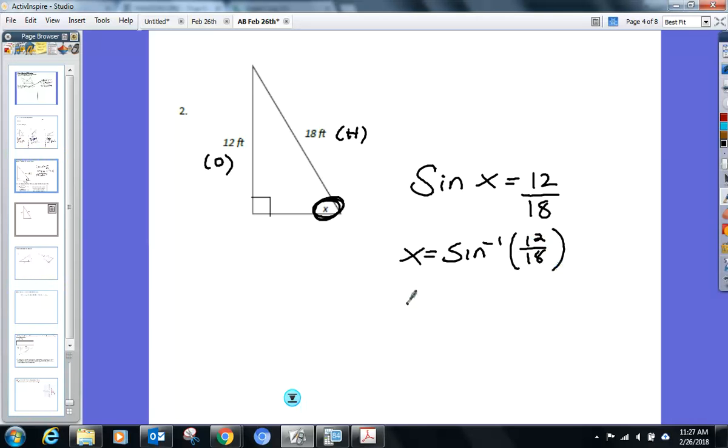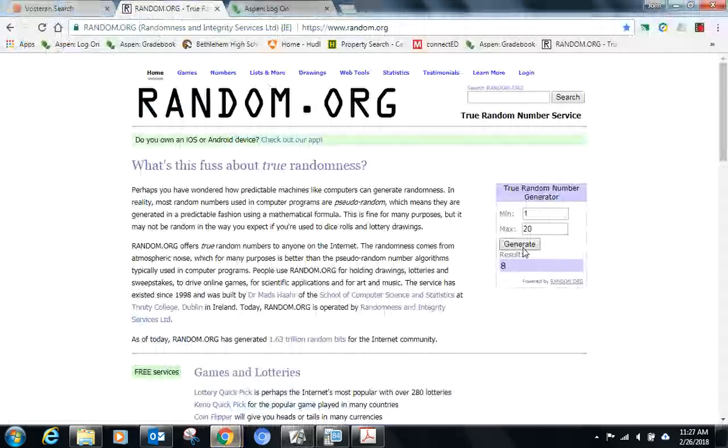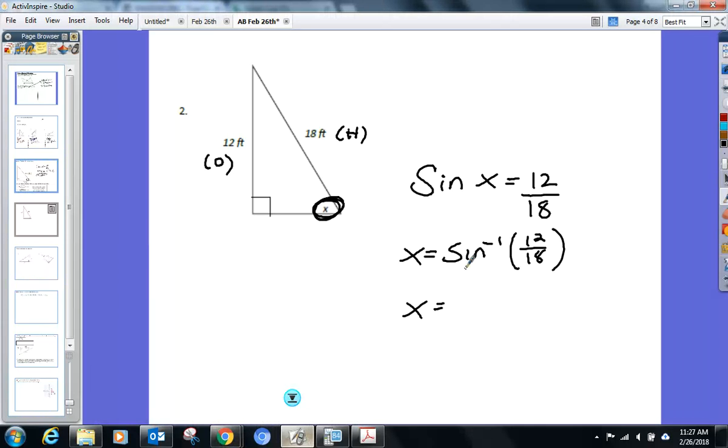So go ahead, inverse sine. We're working backwards. And we're going to what, nearest degree? All right, nearest degree. What do you got for me? 42 degrees.